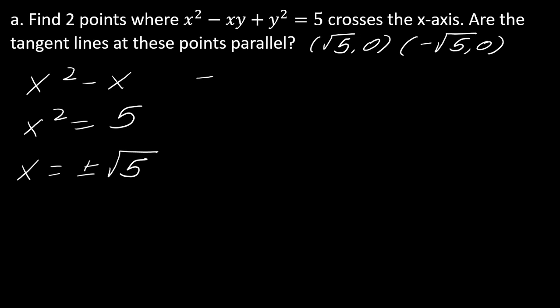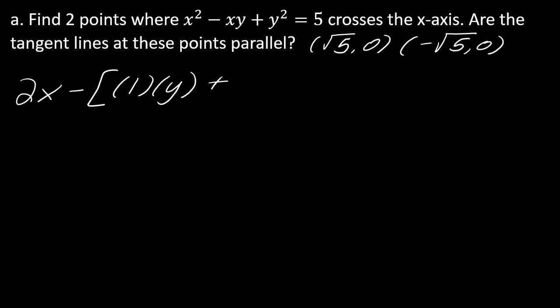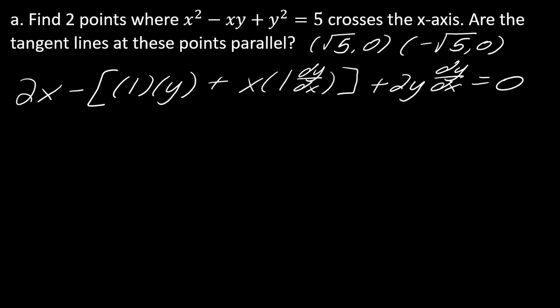Okay, so now we want to figure out, are the tangent lines at these points parallel? I've got 2 different points, and I've got the word tangent in here, which means I'm going to have to take the derivative of this. So I have to implicitly differentiate. This will be 2x minus, and I have to use the product rule on this part right here. So this will be minus, let me put a square bracket here. This is 1 times y, there's the first part of the derivative. And then for the other part, this is x times 1 dy dx, and then plus 2y dy dx, all of that equals 0.